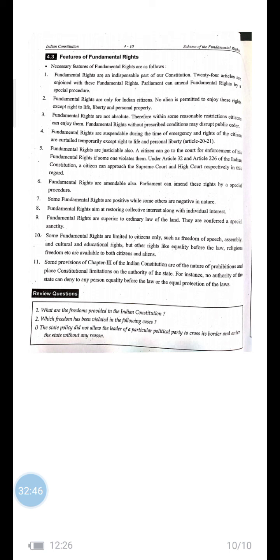Fundamental rights are also justiciable, so a citizen can go to court to enforce his fundamental rights. If someone violates them, under Article 32 and Article 226 of the Indian Constitution, a citizen can approach the Supreme Court or High Court respectively in this regard. Then the sixth one: fundamental rights are amendable also, so Parliament can amend these rights by the special procedure.